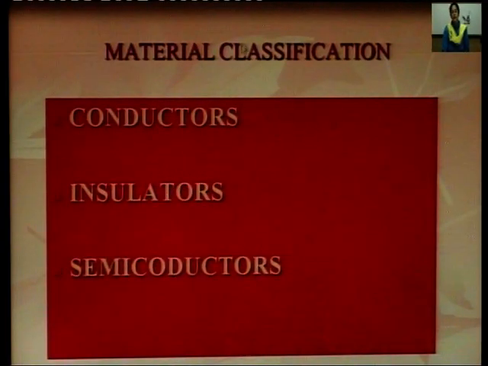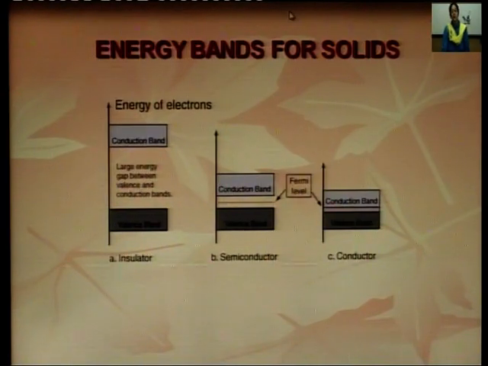So all the materials, we can categorize them in three types. They can be conductors, they can be insulators or they can be semiconductors. So we can differentiate between insulators, semiconductors and conductors on the basis of energy bands or energy level diagram.